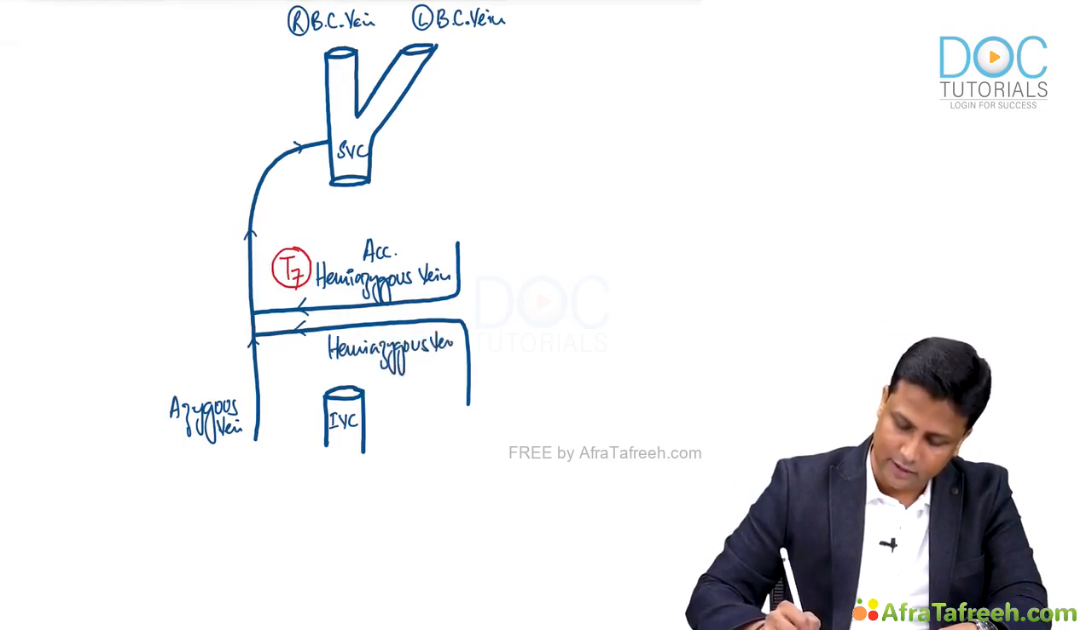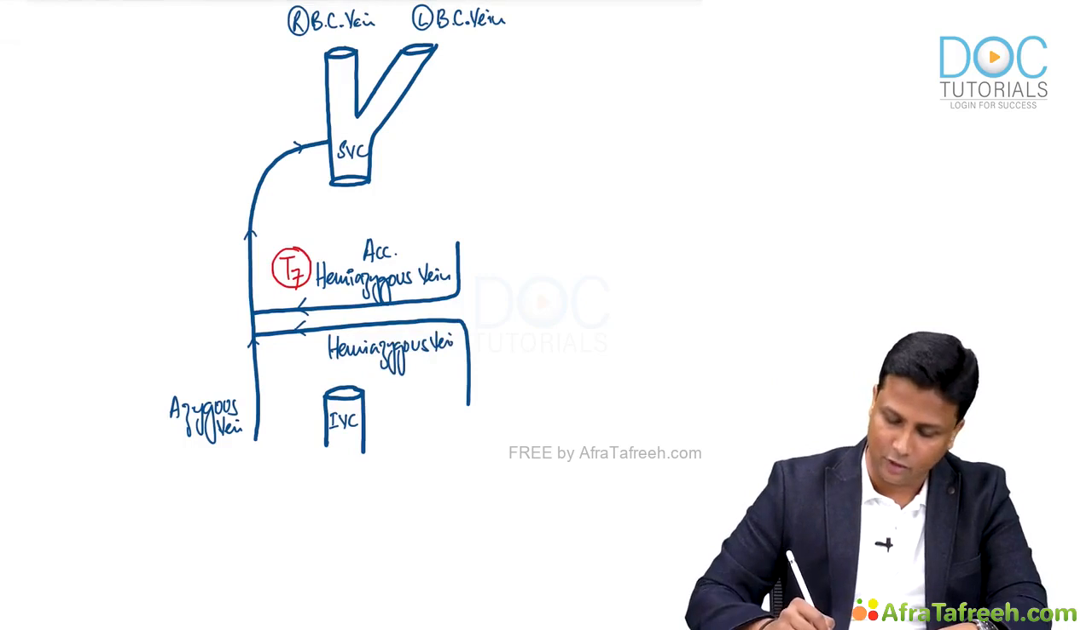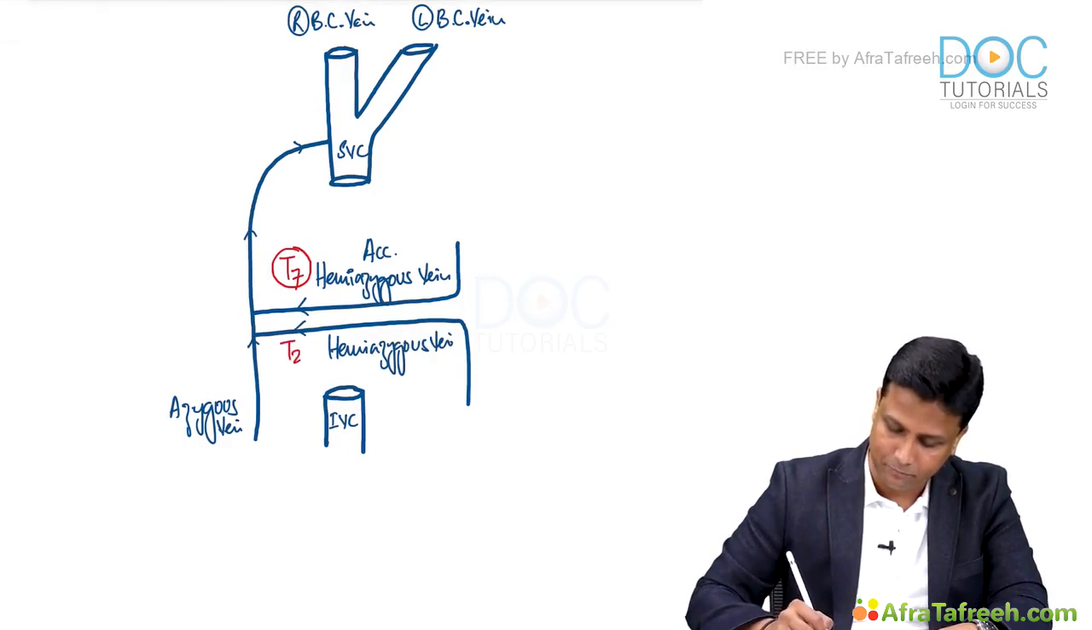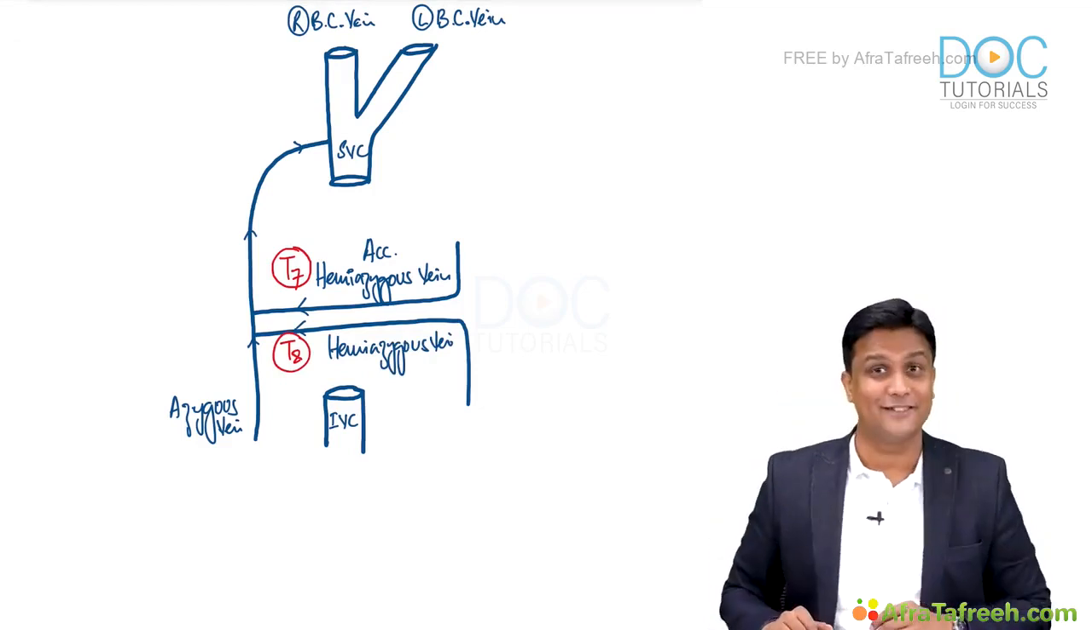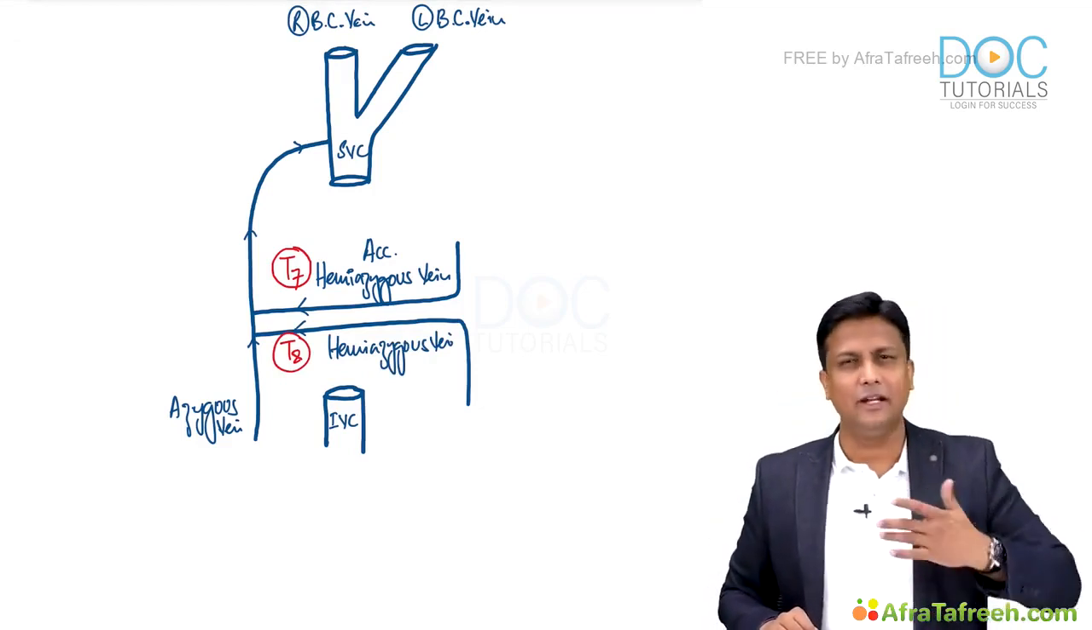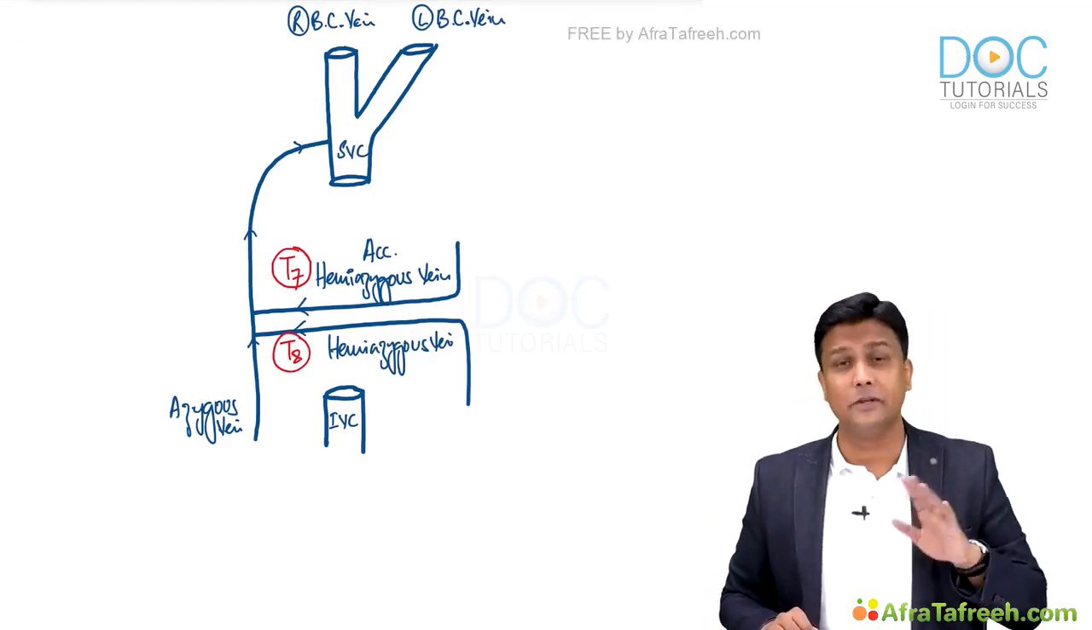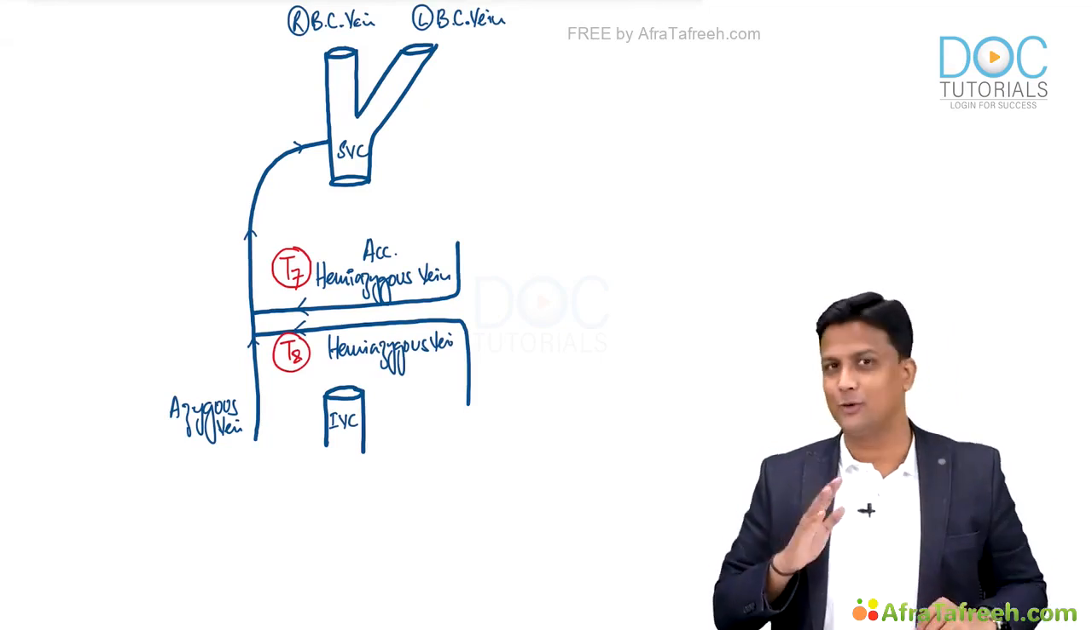Hemiazygous vein, and that is crossing right at the level of T8. It is crossing at the level of T8, guys. It makes sense. So, azygous, learn with the meaning, start from the scratch. Azygous means unpaired, single, and it is only towards the right side.